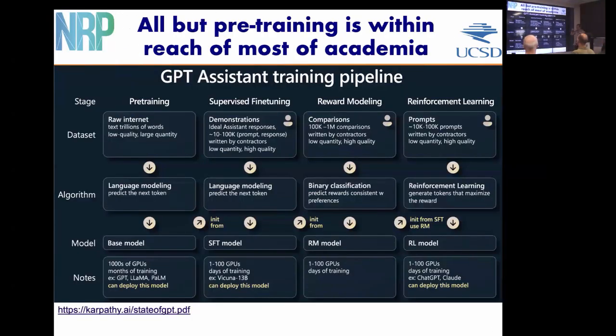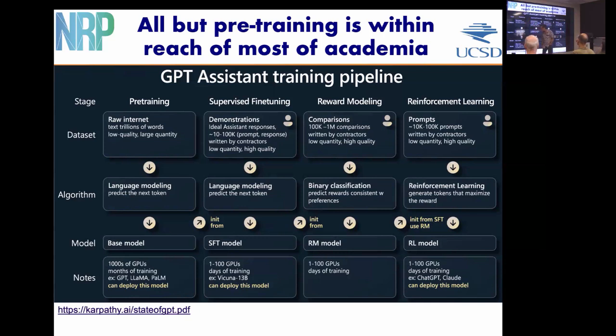Then I stole this slide from Ian Foster at SE Asia. And he has a nice way of categorizing different activities within AI. And he then gives you, in the notes, the scale at which you do that. And so the pre-training, that's where the foundation models get created.